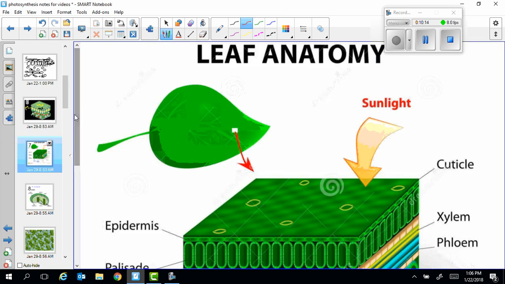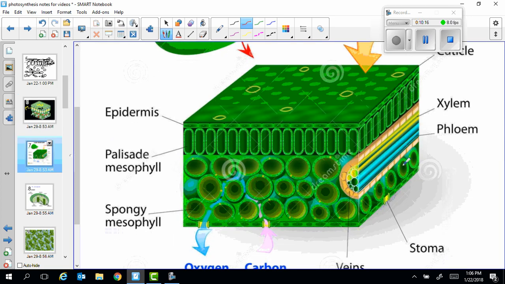All right, another diagram, same layers. This one's cool because it shows a vein coming in. A vein is a vascular bundle, so it's going to have the xylem that moves the water and the phloem cells that move the sugars.